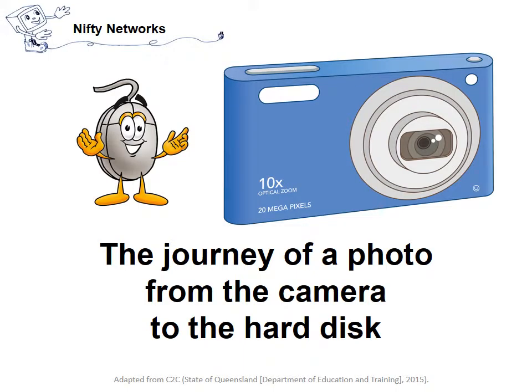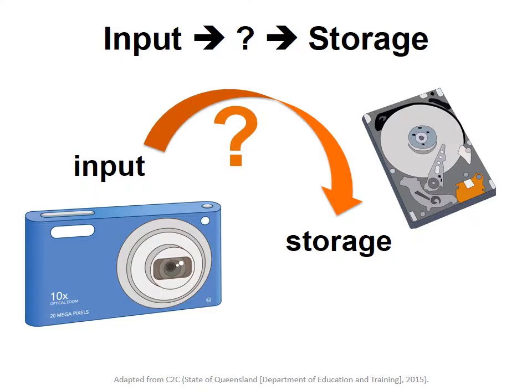The journey of a photo from the camera to the hard disk. How does a computer take a photo from a camera, an input, and store it on a hard disk, that's storage? What happens in between? What components are involved?